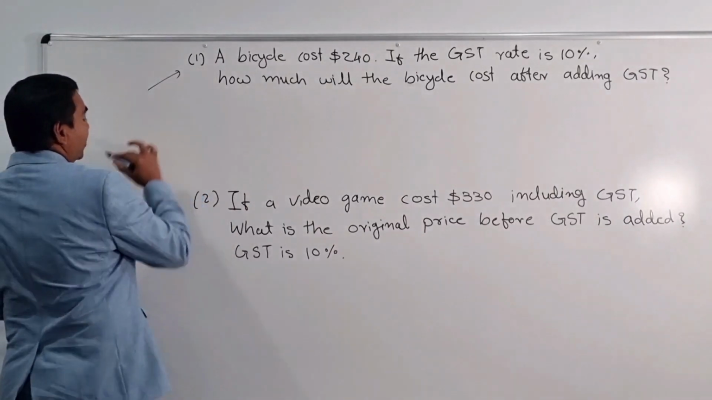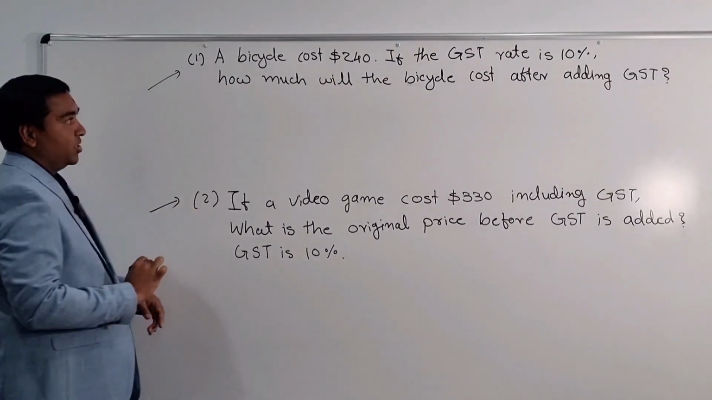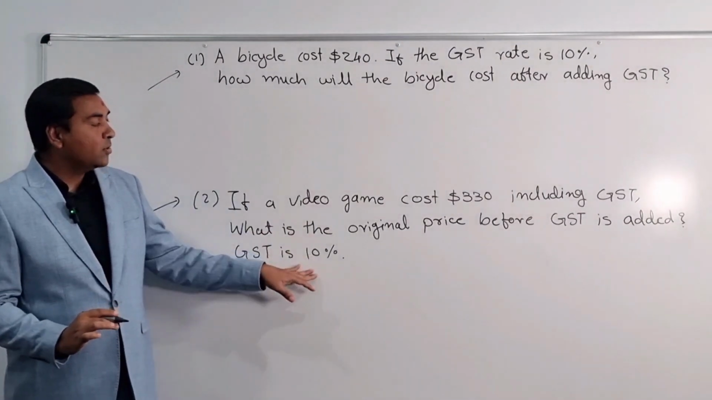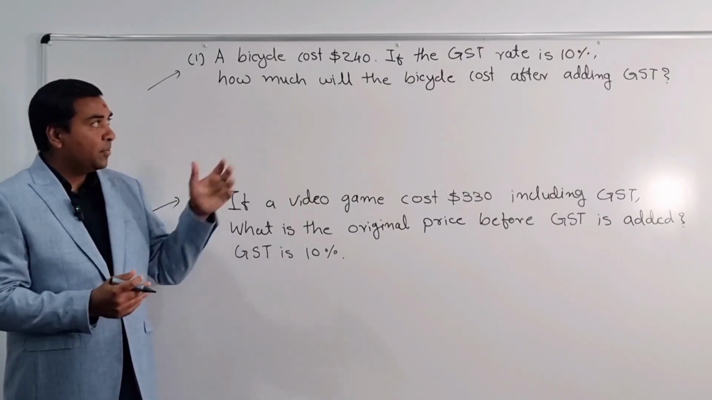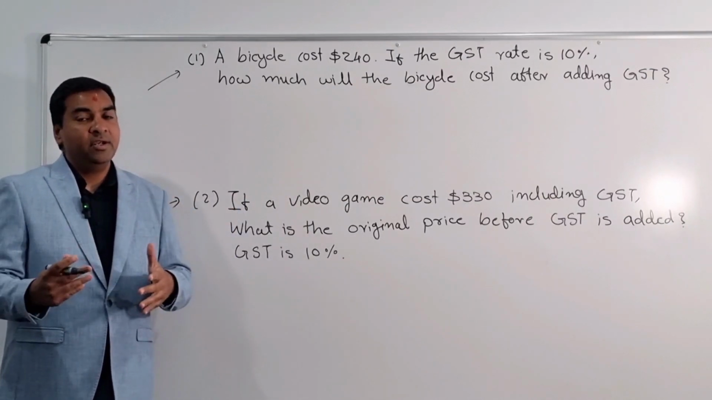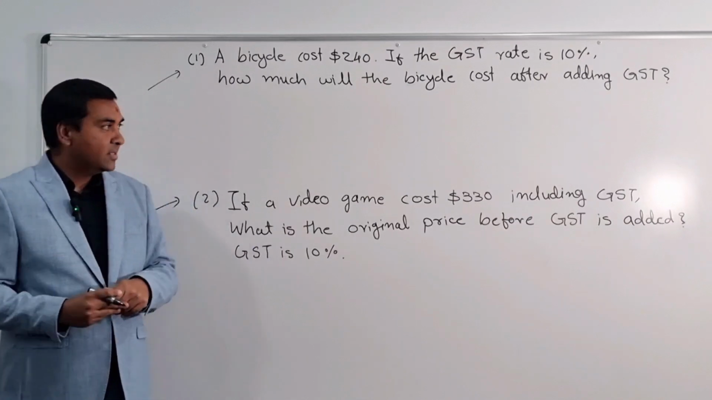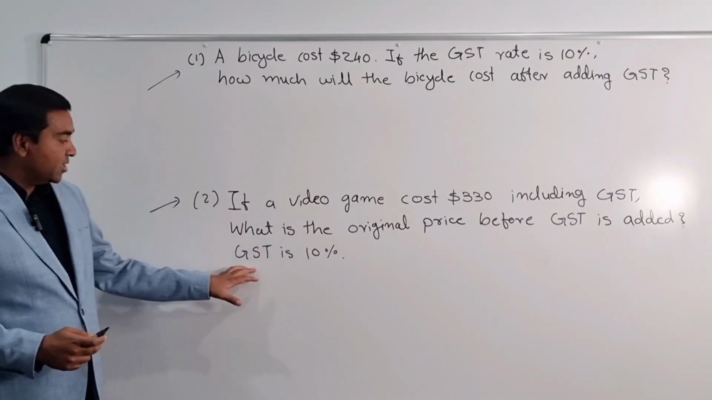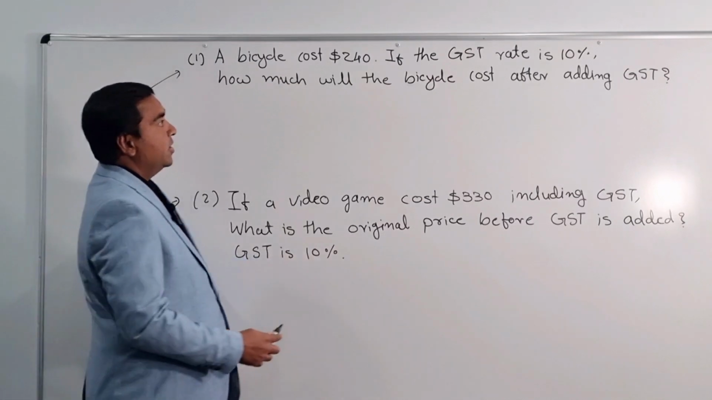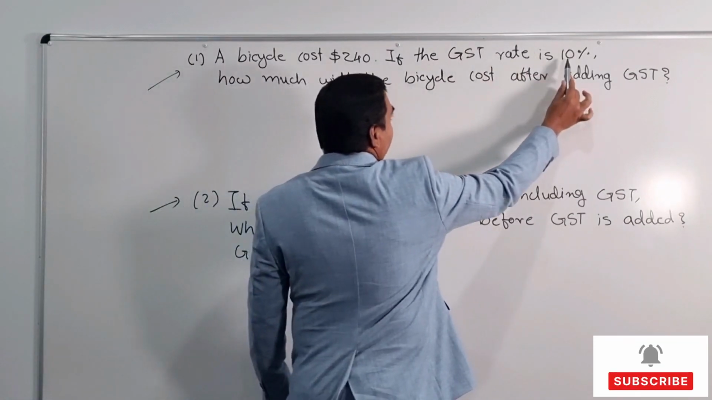So first question and second question, here we are going to work out the price before GST. How can we find out the price after GST? So we're going to understand one thing, guys. In Australia, GST is 10%. So here it is given GST is 10%. Here also it is given GST is 10%.